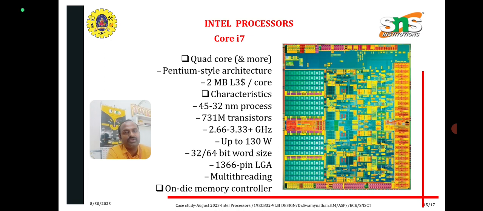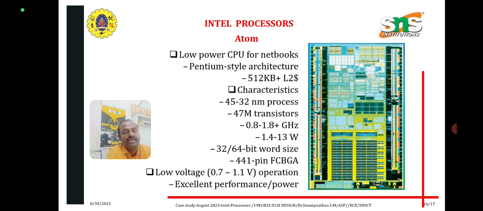Next, Core i7. Nowadays we are using mostly Core i7 for the Pentium style architecture. So it uses a 2 MB cache size, 45 to 32 nanometer, and 731 million transistors are used, and the clock frequency is 2.66 to 3.33 GHz, with up to 130 watts used. The word size will be 32 or 64, and the pin count is 1366, and multi-threading techniques are used, and an on-die memory controller is also used for the Core i7.